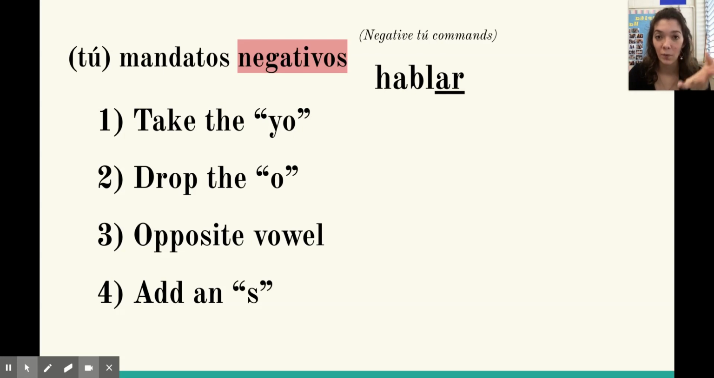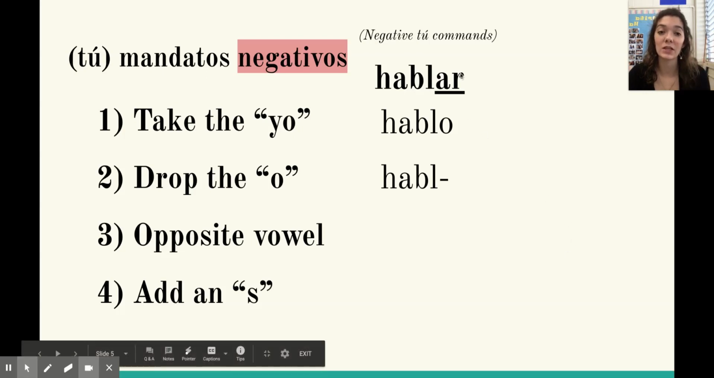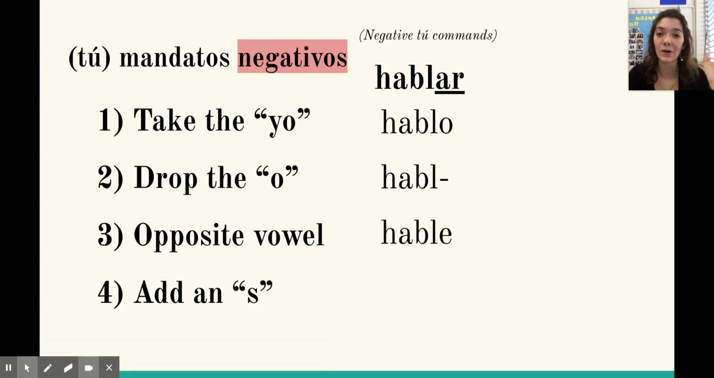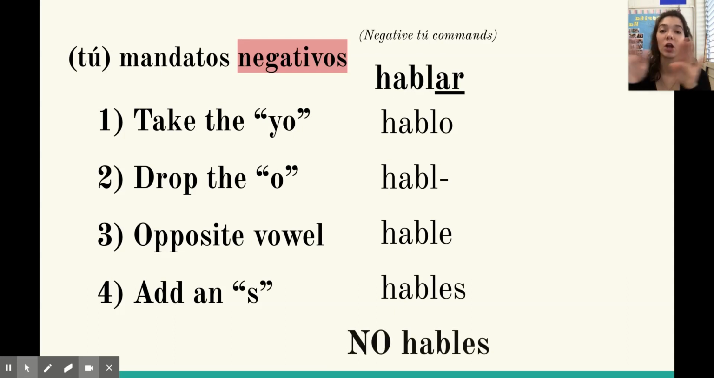We take the yo. What is the yo form in the present tense of hablar? Hablo. Then we drop the O. We are left with habl. Then we do opposite vowel. What do I mean by that? I mean, this is an AR verb, so I'm going to switch it to an E, pretending it's now an ER-IR verb, okay? Hable. Then we add an S. Hables. So our negative tú command is no hables. I'm saying don't talk. You informal, don't talk. No hables. Just you, right? Singular you, informal. No hables. Okay, so we take the O, we drop the O, we opposite vowel, we add an S.